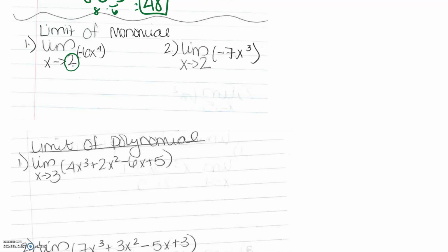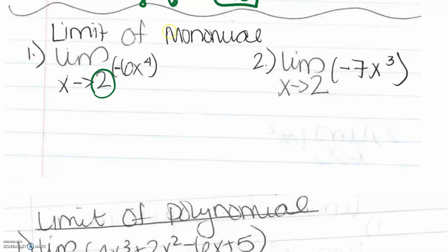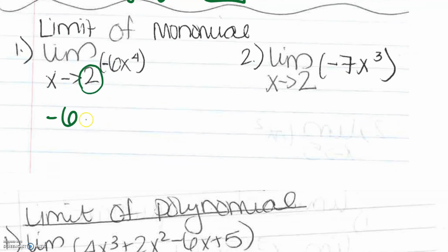So for example, the limit of -6 x to the 4th as x approaches 2, all you're going to do is take 2 and evaluate it. So 2 to the 4th power is 16. And then -6 times 16 is something. What is it?